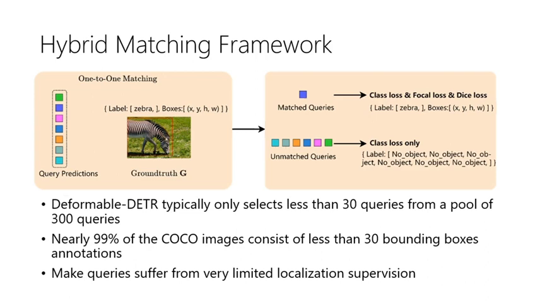According to our observation, Deformable DETR typically only selects less than 30 queries from a pool of 300 queries. That's because nearly 99% of the COCO images have less than 30 bounding box annotations. The remaining more than 270 queries were assigned as non-object and are only supervised with classification loss, thus suffering from very limited localization supervision.